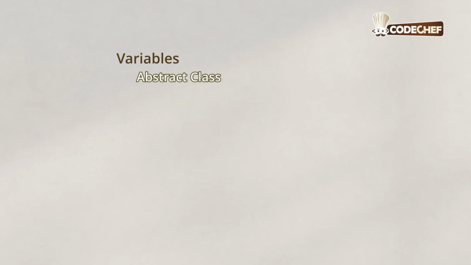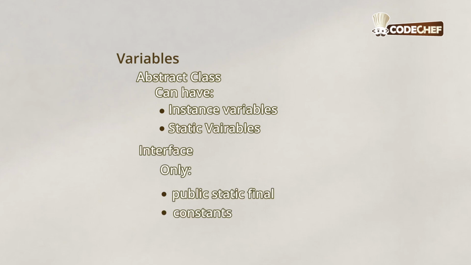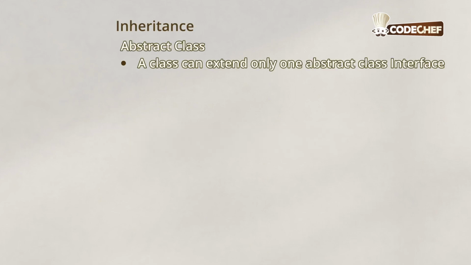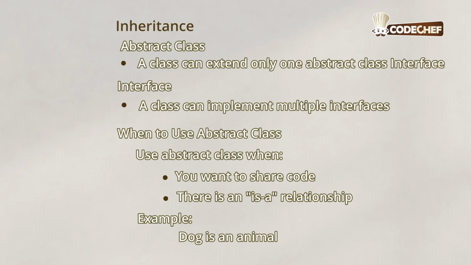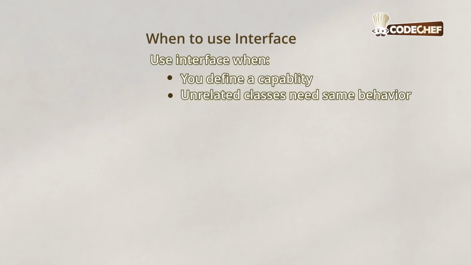Now we have variables. An abstract class can have instance variables and static variables. The interface only has public, static, final constants. Inheritance. In an abstract class, a class can extend only one abstract class, and in an interface, a class can implement multiple interfaces. When to use an interface? You use an interface when you define a capability or when unrelated classes need the same behavior. For example, Flyable and Speakable.